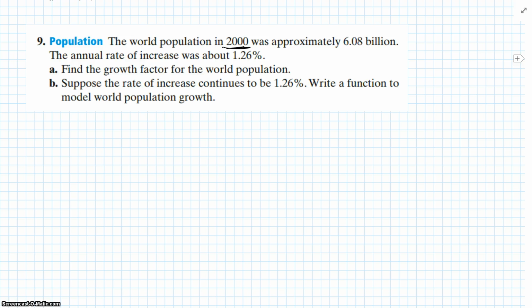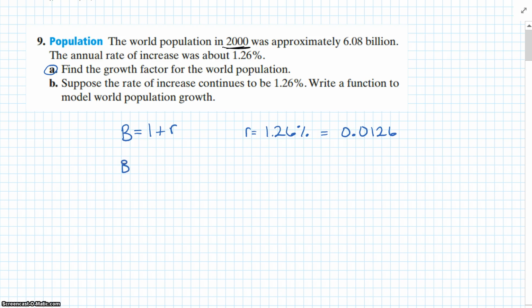Okay, next example. The world population in 2000 was approximately 6.08 billion people. The annual rate of increase is 1.26%. Part A, find the growth factor. Well, the growth factor is our b in our equation, which is 1 plus r. Well, our rate is 1.26%, which we must convert to decimal, which would be 0.0126. So b is just going to be 1 plus that, 0.0126. So our growth factor is 1.0126. Hopefully that was pretty easy for us to see.